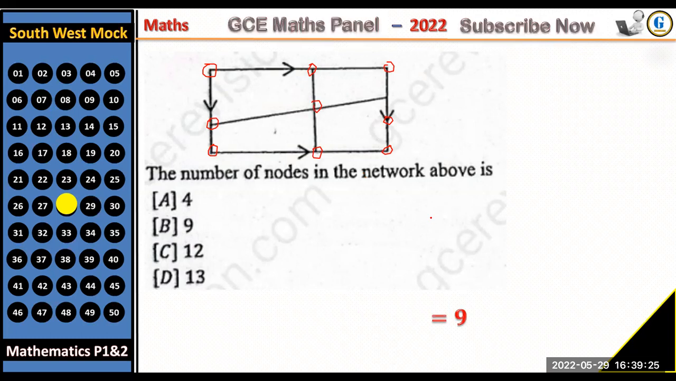As we proceed, if you have any question, you just raise your hand. We are going to take a break in less than 1 minute, and then we'll continue from question 29.